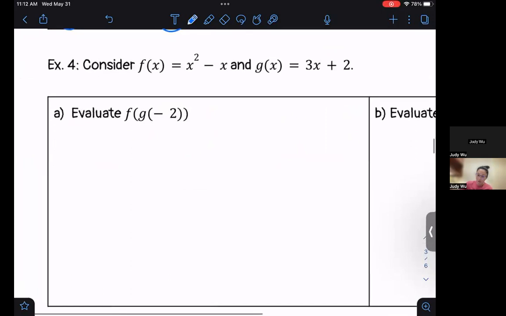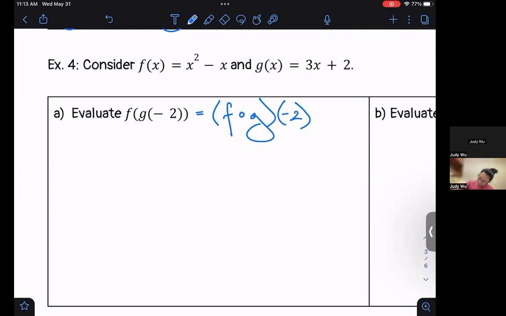All right, here's example 4. Consider f of x equals x squared minus x and g of x equals 3x plus 2. Evaluate f of g of negative 2. And so just to remind us, this question also could have been asked as f composed with g of x. That's another way I could have asked the same question. Instead of the x, though, I would put the number, which is the negative 2. Okay. So we can actually break this down into 2 separate problems, really.